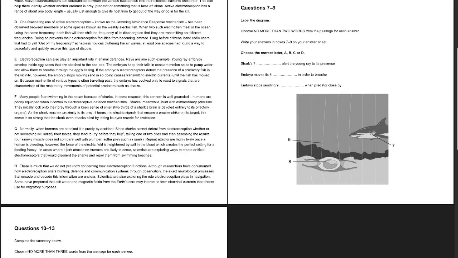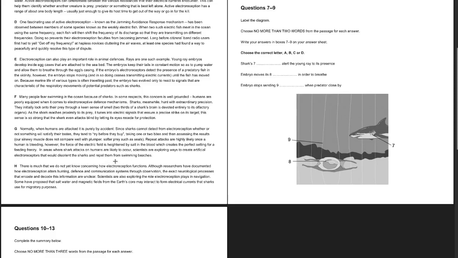And G, normally when humans are attacked, it is purely by accident. Since sharks cannot detect from electroreception whether or not something will satisfy their taste, they tend to try before they bite, taking 1 or 2 bites and then assessing the results. Our sinewy muscle does not compare well with plumper, softer prey such as seals. Repeat attacks are highly likely once the human is bleeding. However, the force of the electric field is heightened by salt in the blood, which creates the perfect setting for a feeding frenzy. In areas where shark attacks on humans are likely to occur, scientists are exploring ways to create artificial electroreceptors that will disorient the sharks and repel them from swimming beaches.